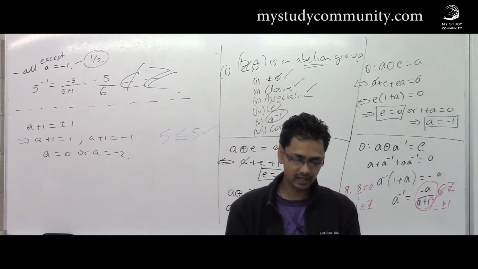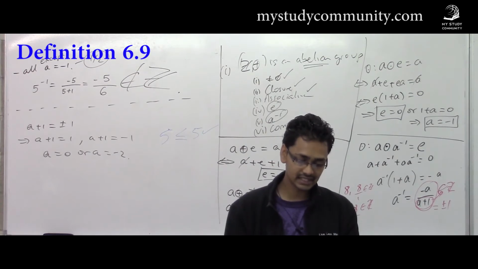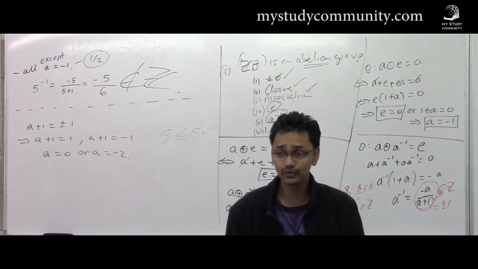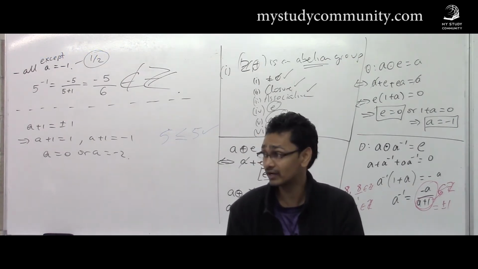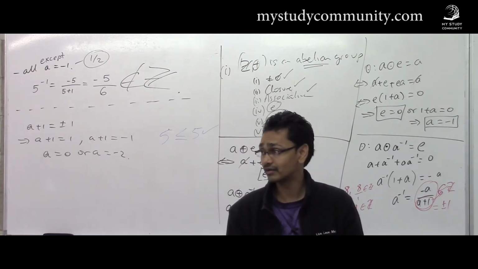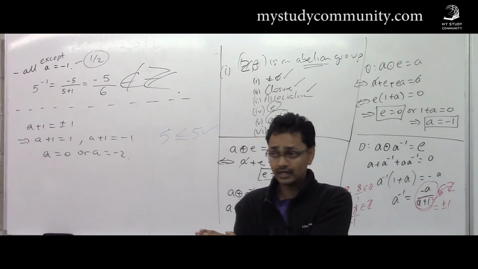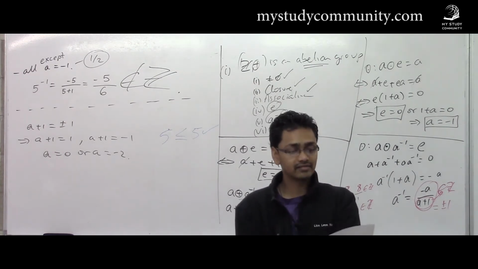Nice. Definition 6.9. An element A which is not equal to the 0 of the ring. So when we see A and when we see 0, it's not 0, it's the 0 of the ring. So in this case, the 0 of the ring was minus 1. Yeah? This is a very important definition.